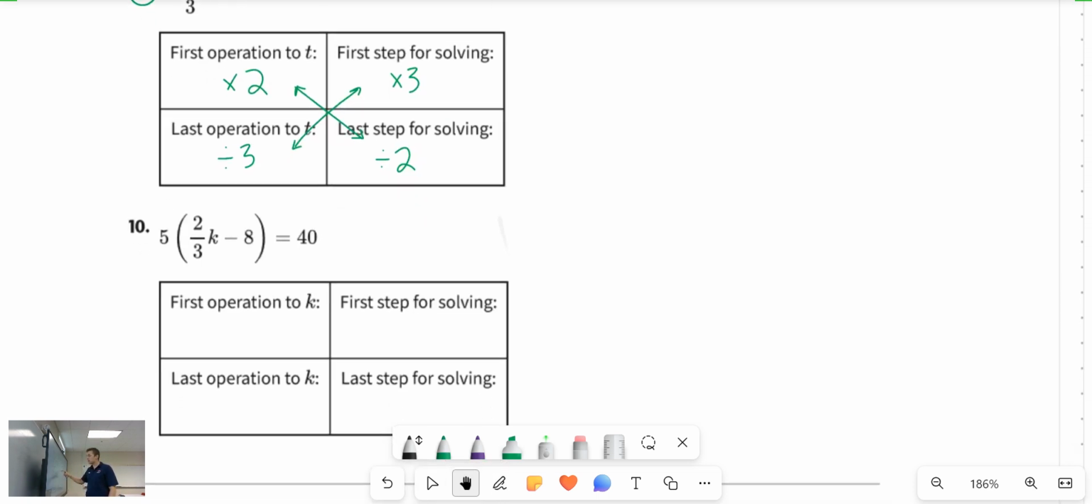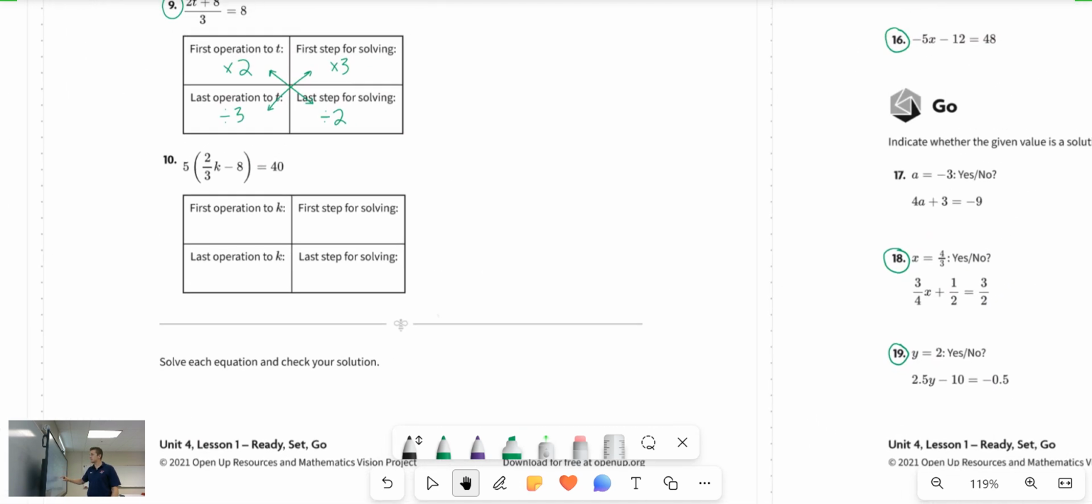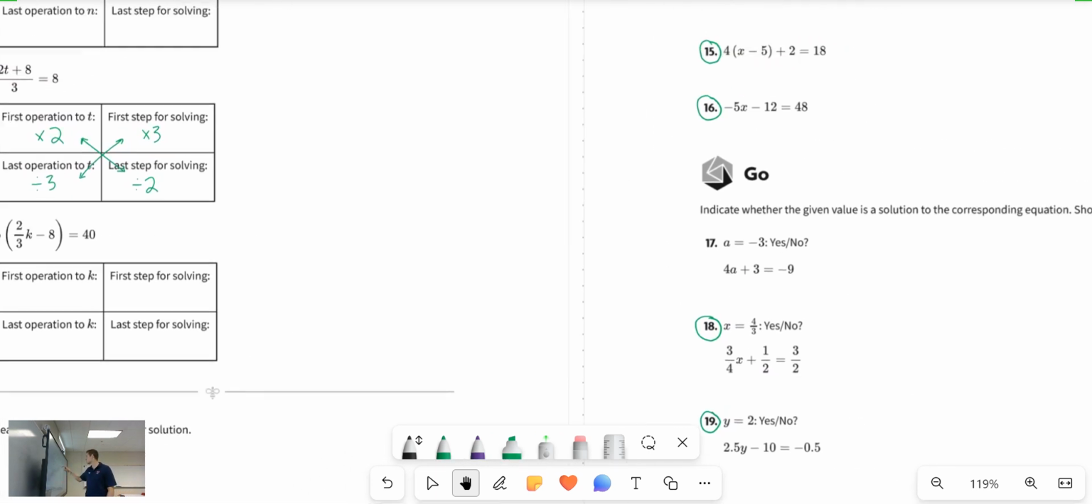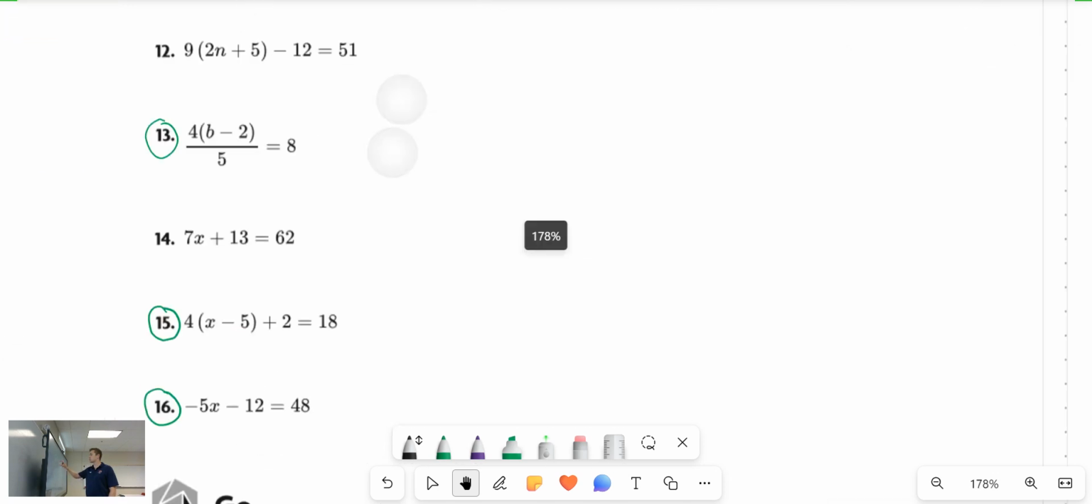All right, moving on. We are done with 9 and 10. So solve each equation and check your solution. All right, so we're solving and checking. Solve and check. All right, no shortcuts here.